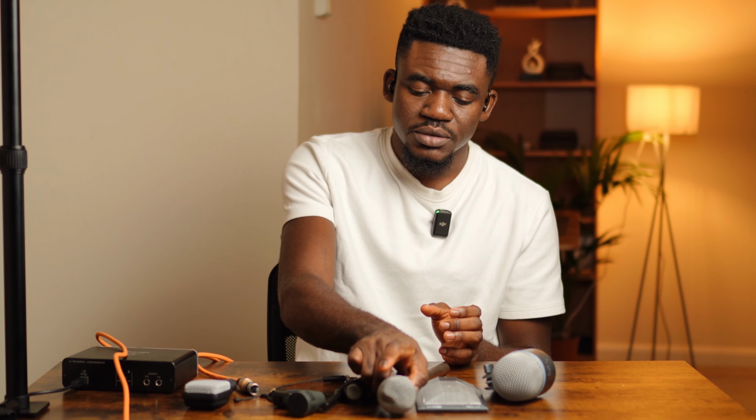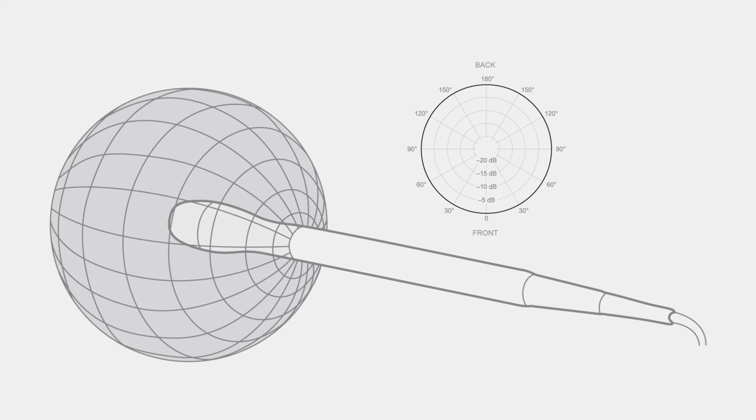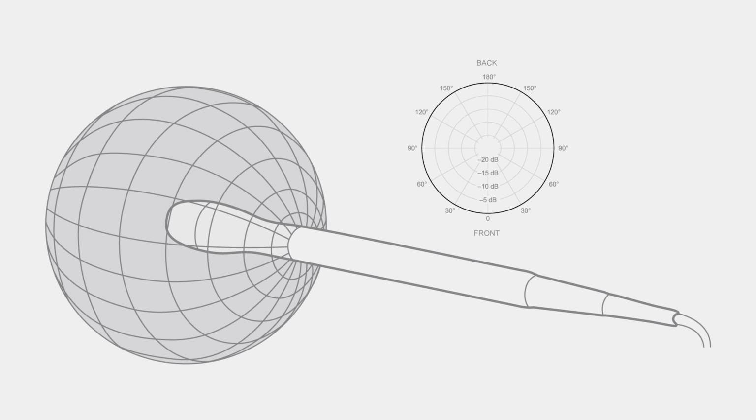The other type is the omnidirectional microphone. We usually don't use the omnidirectional pickup pattern in live sound engineering. An omnidirectional microphone picks up sound equally from all directions. While this provides a natural sound, it is less useful in noisy environments because it captures everything around it.